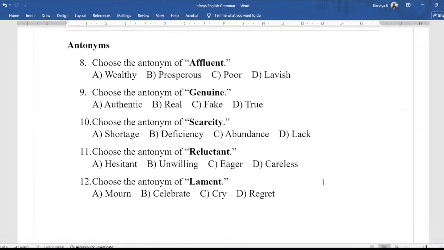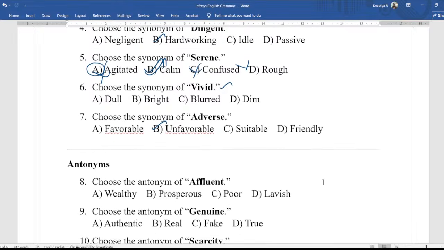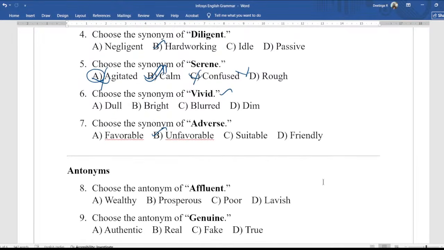Okay. Now let's go to the antonym. Choose the antonym of affluent. So first we need to know the meaning of affluent. When someone or something is rich in something, prosperous in something, we call that as being affluent. So the opposite would be poor. Wealthy, prosperous, lavish, all correspond to the meaning of affluent, and the antonym of affluent is poor.